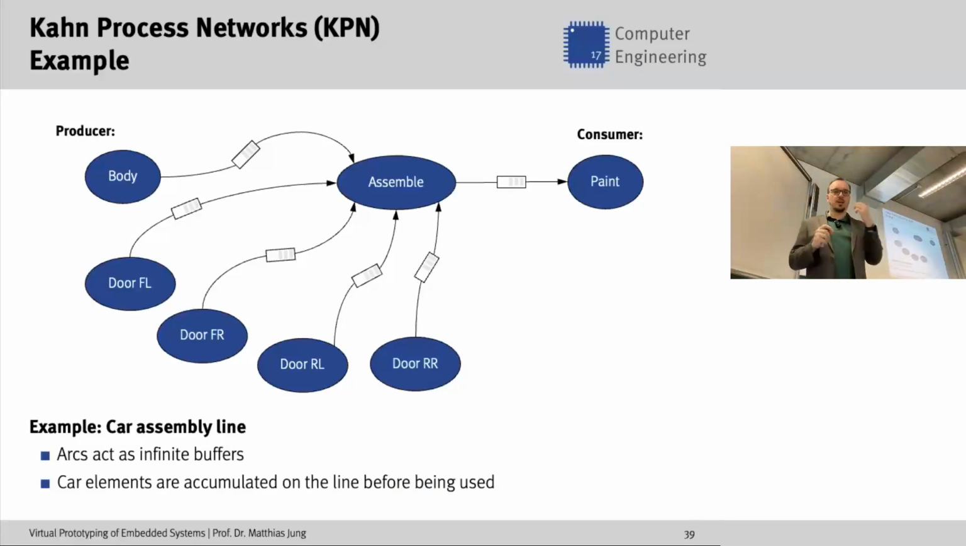So one example is here. This is an assembly line for a car, for example. So you have producers, so you will produce the body of a car, the front left door, front right door, rear left, rear right door. And then you have a process that takes all these parts, assembles it, and then you get a car out, and this car you then put into the paint process, and then you paint the car.